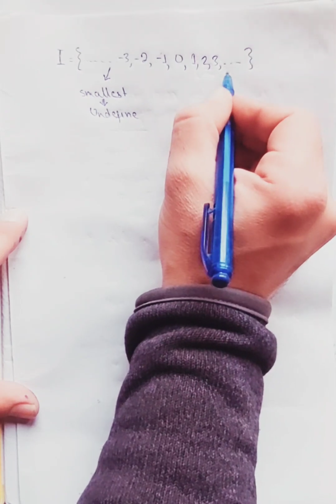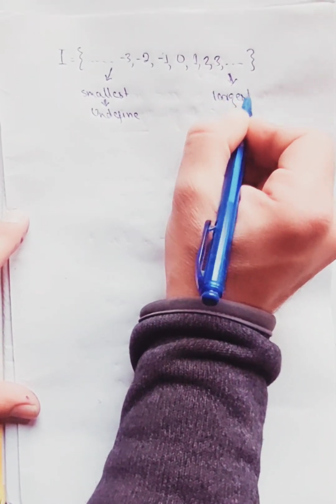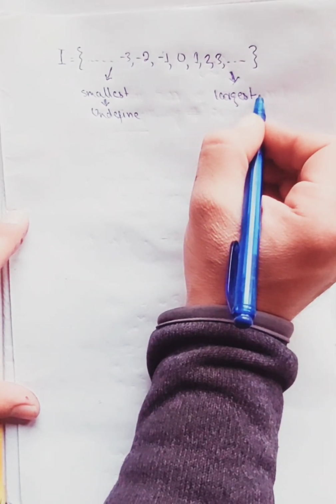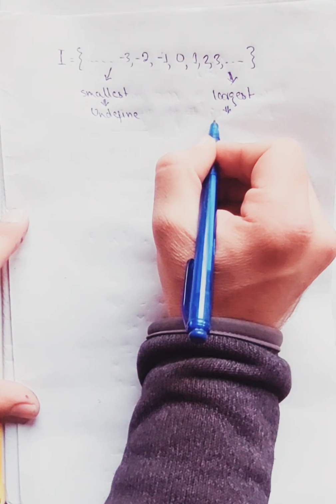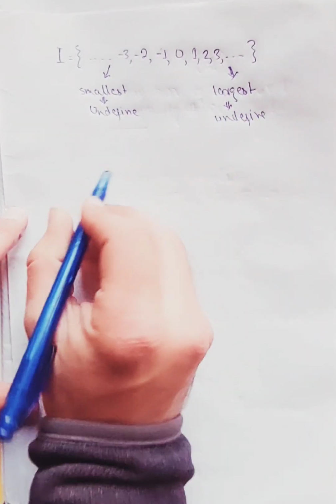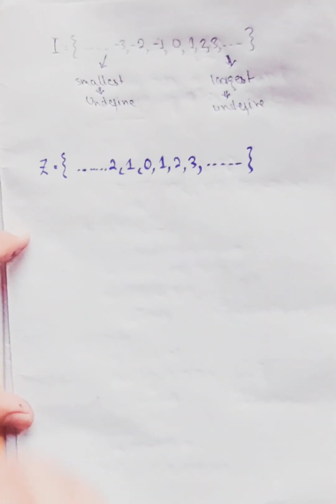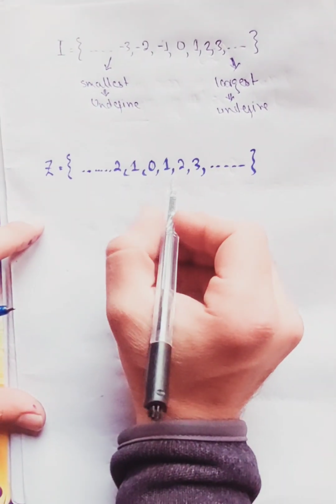And what is the largest? So largest is also undefined for this. What is the largest integer? That is undefined. So then we can classify it further. We have positive integer and negative integer as well.